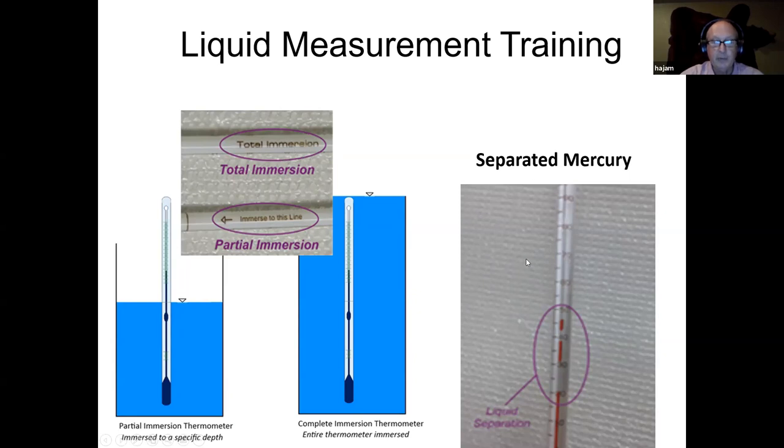Now, also what you want to be sure of is that the mercury in that thermometer is not separated. This does happen. It happens very infrequently, but it does happen. So before you use the thermometer, make sure that your mercury is complete and unbroken.